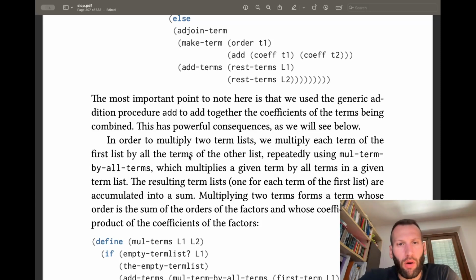The most important point to note here is that we use the generic addition procedure to add together the coefficients of the terms being combined. This has powerful consequences, as we will see below.